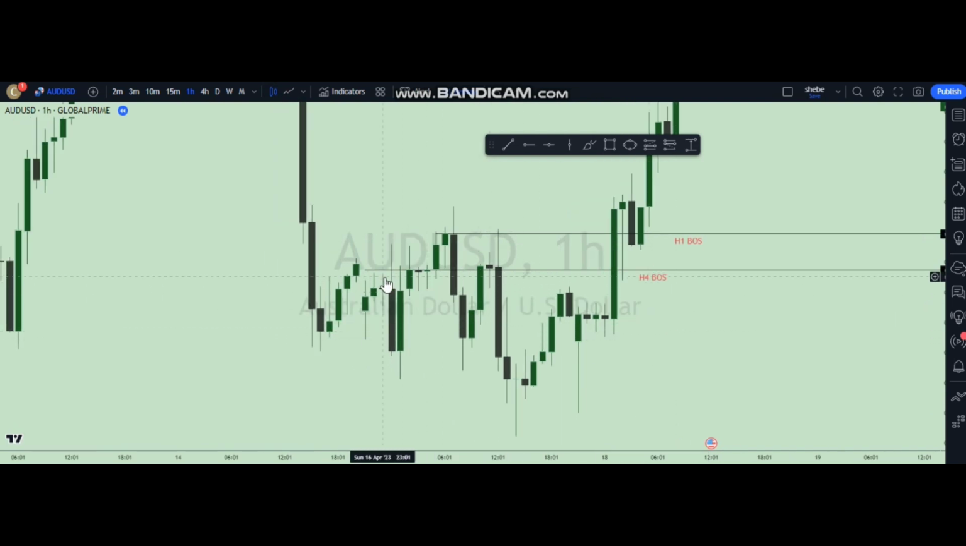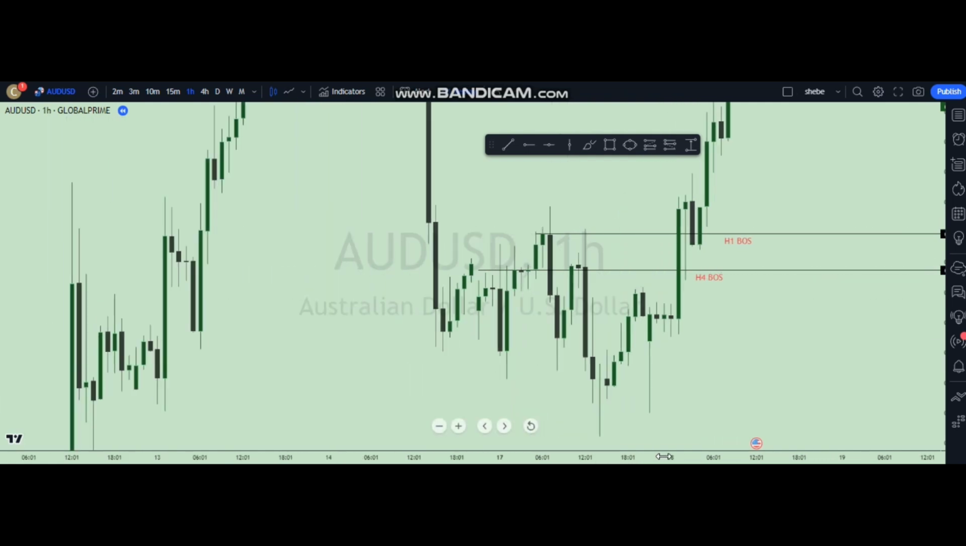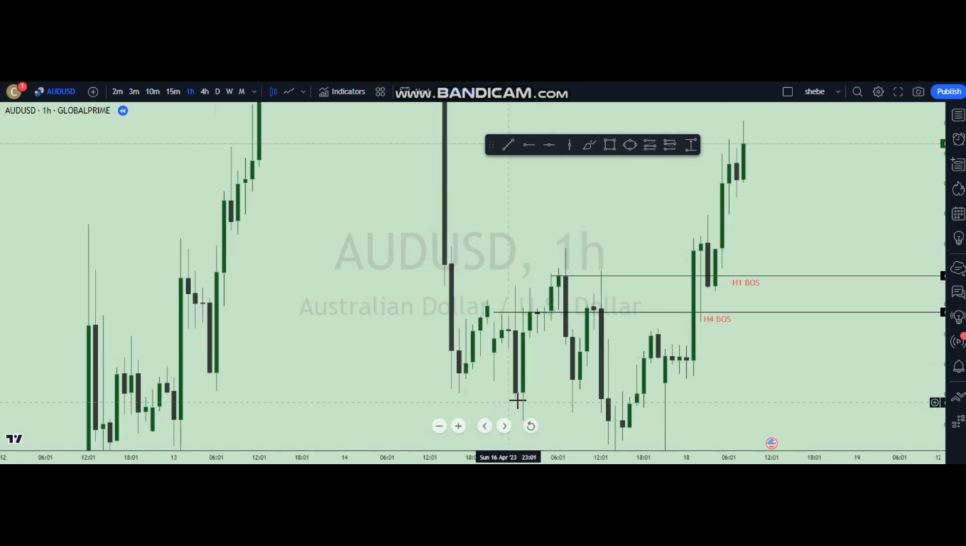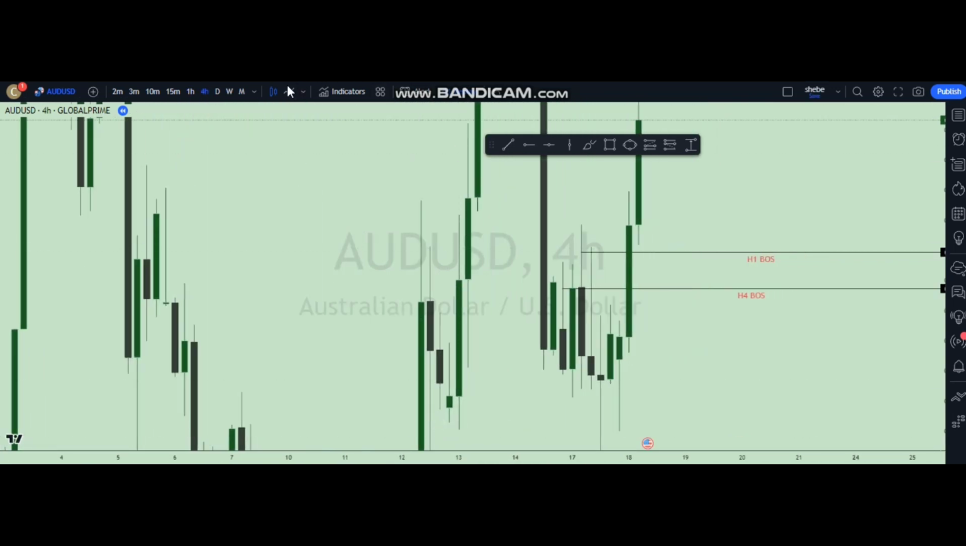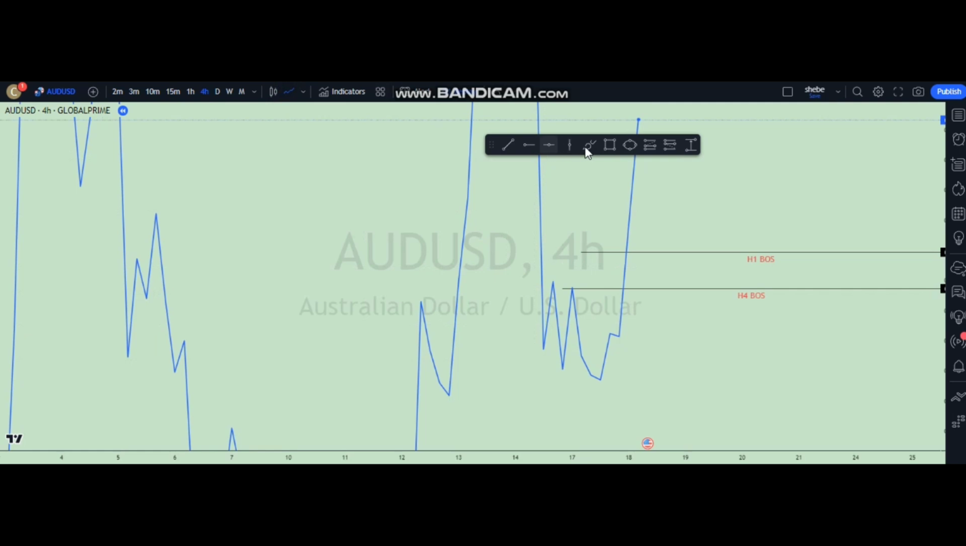But I usually say that for our break of structure, it can be vice versa. You can see that 1 hour is above 4 hour, or sometimes 1 hour is below 4 hour, or sometimes 4 hour is above 1 hour, or sometimes 4 hour is below 1 hour. That's not the case. What matters is a valid break of structure, which is more than 1 pip. If you go back to 4 hour over here and measure this break, it is more than a pip, as you see. So it is a valid structure.